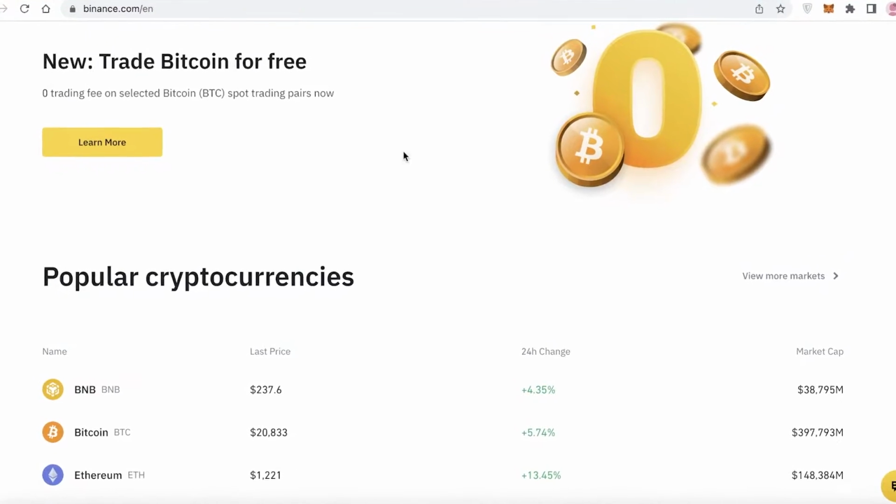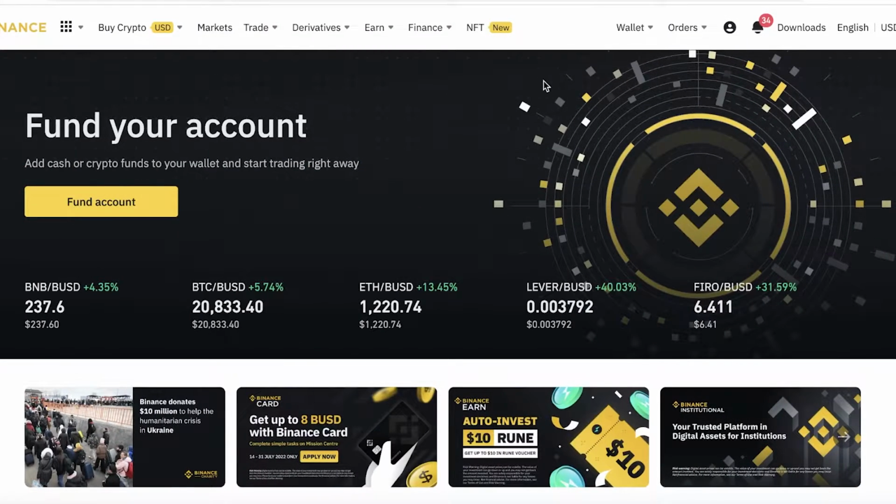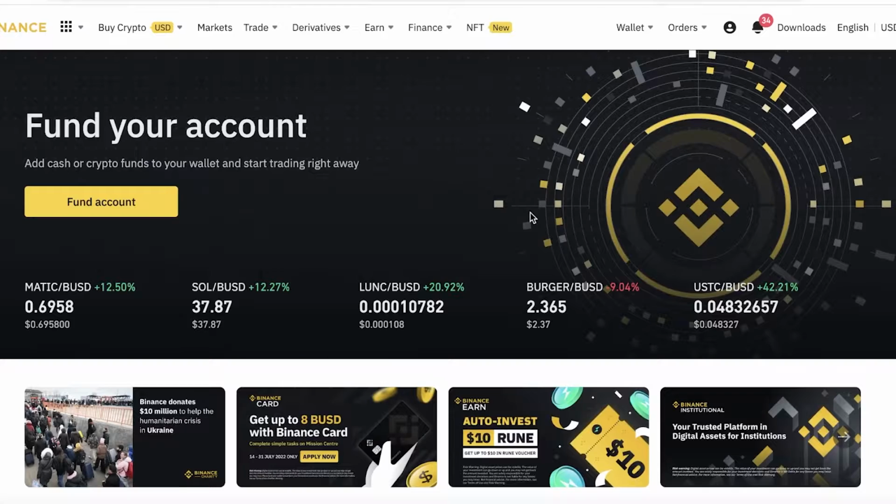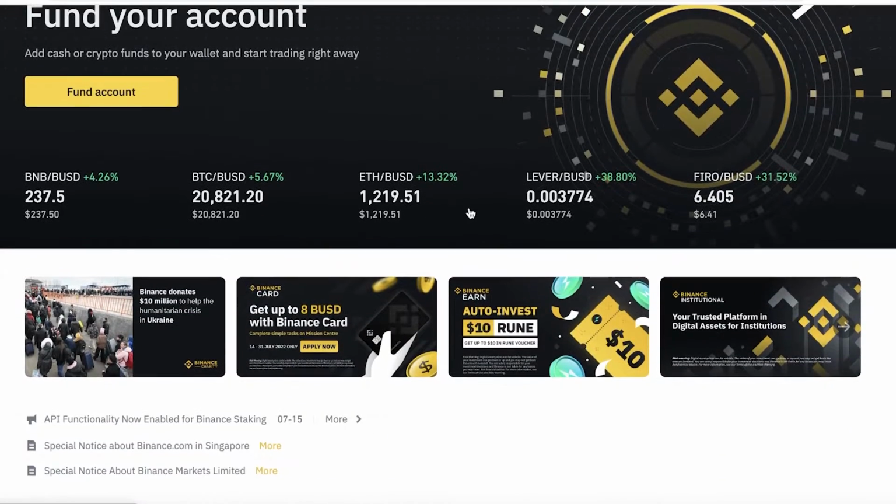Now, first off, you need to create your Binance account, which is a simple process where you just have to create your account by your phone number, verify it via your phone number, and create it via your email address. It's a very simple setup.